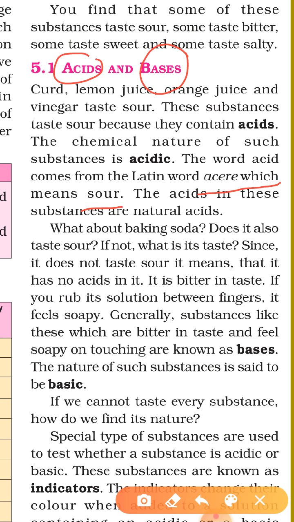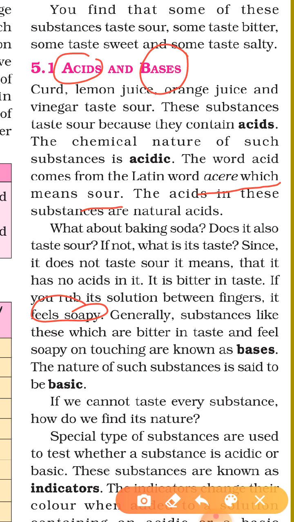What is the second? If we touch and rub the substance between the fingers and it feels soapy, then it is also a base. Number three: if we add the substance to water and it gives bubbles, then it is also a base. Generally, substances which are bitter in taste and feel soapy on touching are known as bases. What is the nature of bases? Its nature is basic.